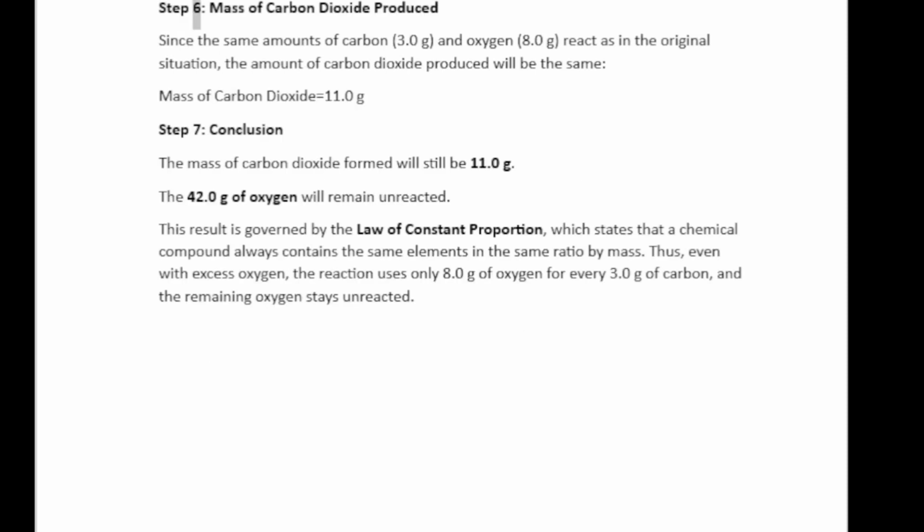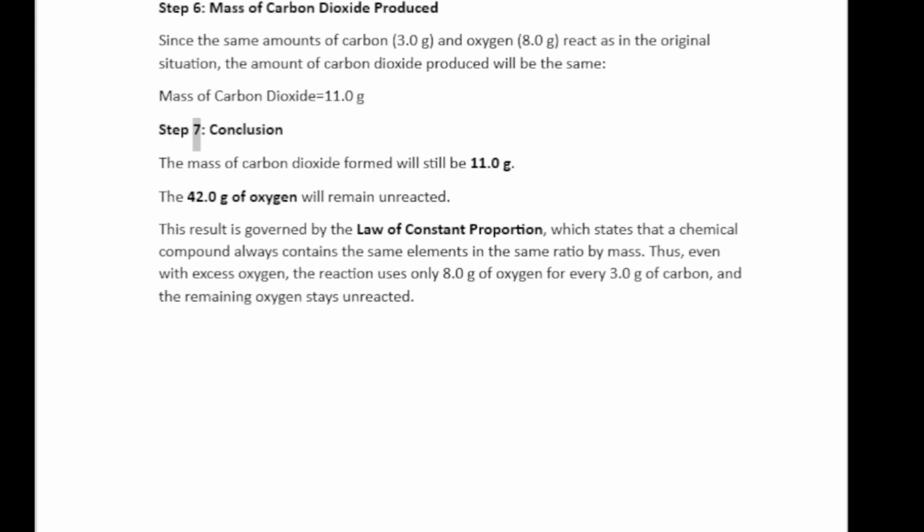Step 6. Mass of carbon dioxide produced. Since the same amounts of carbon, 3.0 g, and oxygen, 8.0 g, react as in the original situation, the amount of carbon dioxide produced will be the same. Mass of carbon dioxide is equal to 11.0 g.